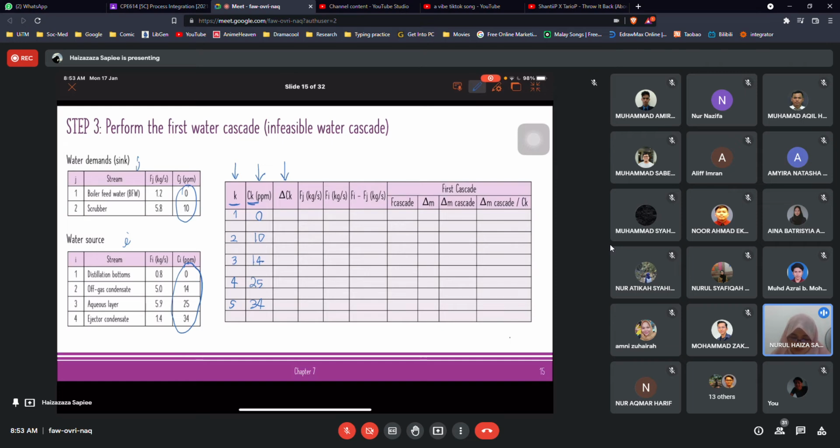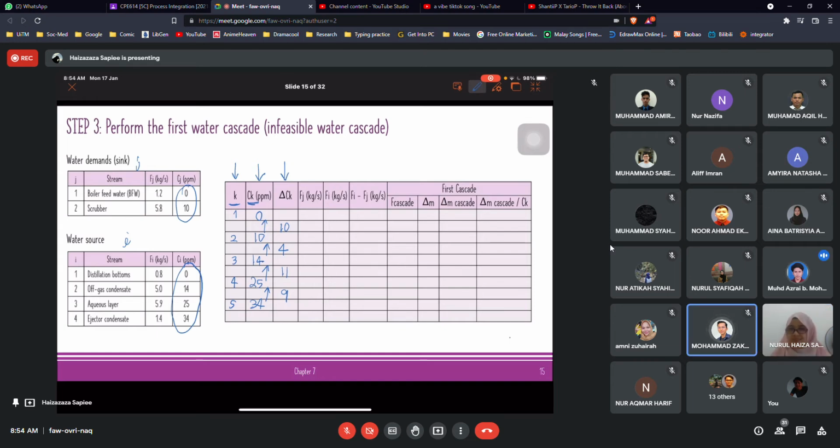So here it is basically 10 minus 0. So here 10. Then 14 minus 10, you get 4. Then 25 minus 14, so you get 11. 34 minus 25, so you get 9. Okay, up to there okay?